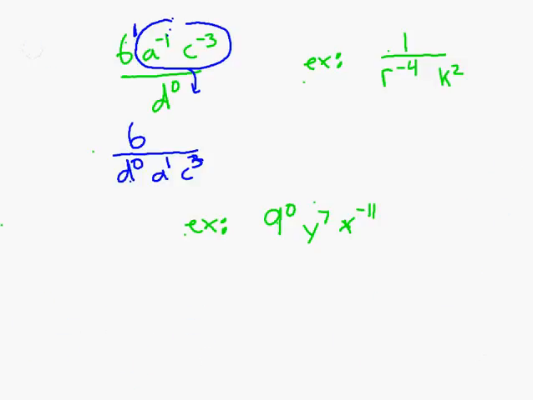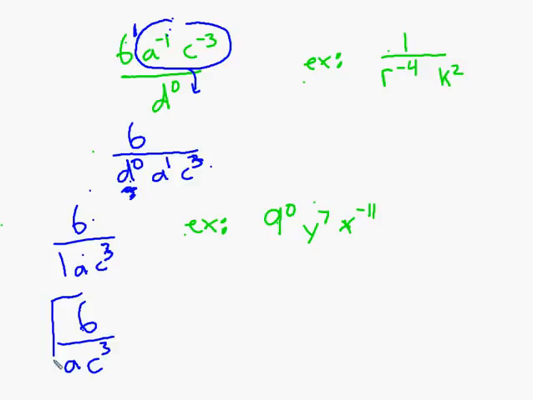All right, so we're evaluating this question. Tell me about this d to the 0. It's 1. So I have 6, 1, a, and then c cubed. Is the a cubed? No, just the c. So what's our final answer? 6 over a c cubed. And then we're done. Nothing left to do.